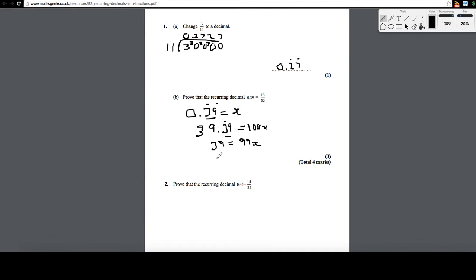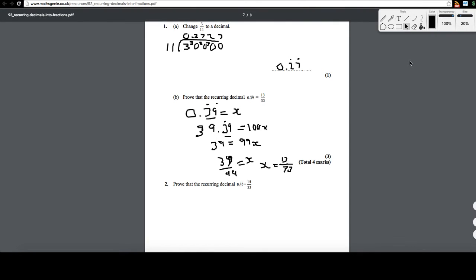Then what you will do is 39 over 99 gives you x, because you've divided it by 99. So x equals, if you want to simplify, simplifying it down, that is divided by 3. So simplifying it down would give you 13 over 33.